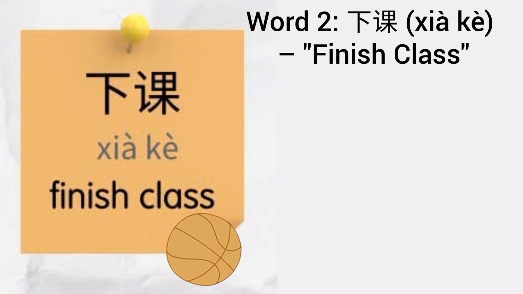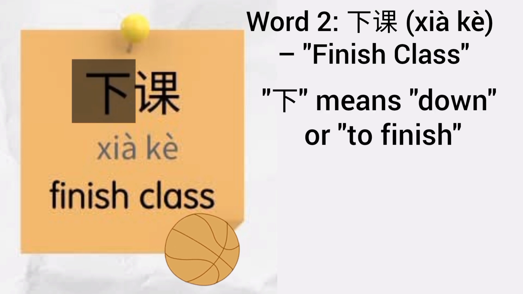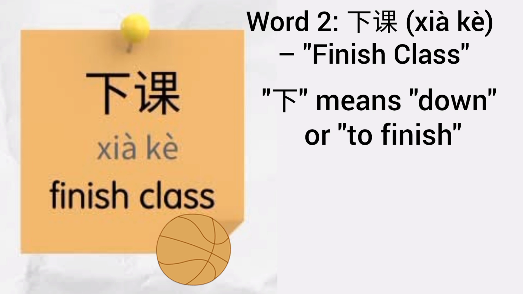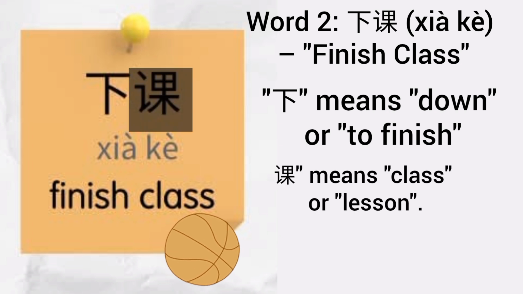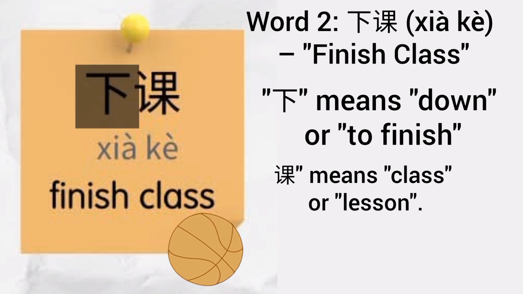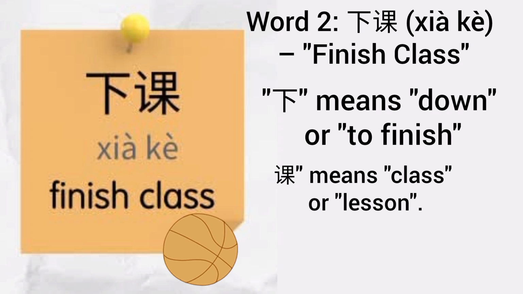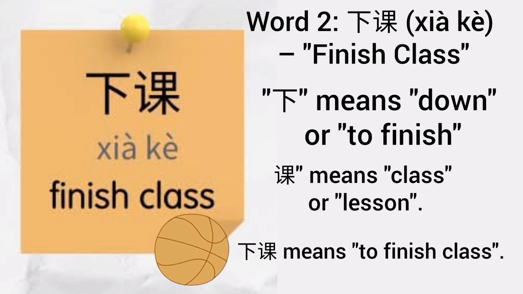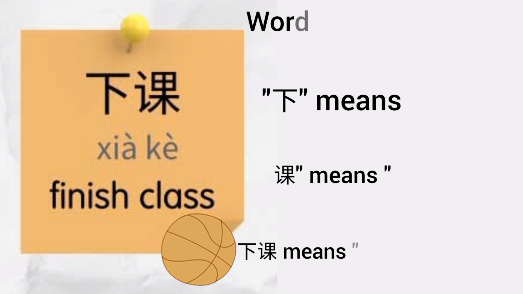First character is 下. It stands for down, or to finish, which is our main character. Second character is 课. It stands for class, or lesson. So together it makes 下课. To finish class. Hope you learn it. Let's watch examples to learn it even more.